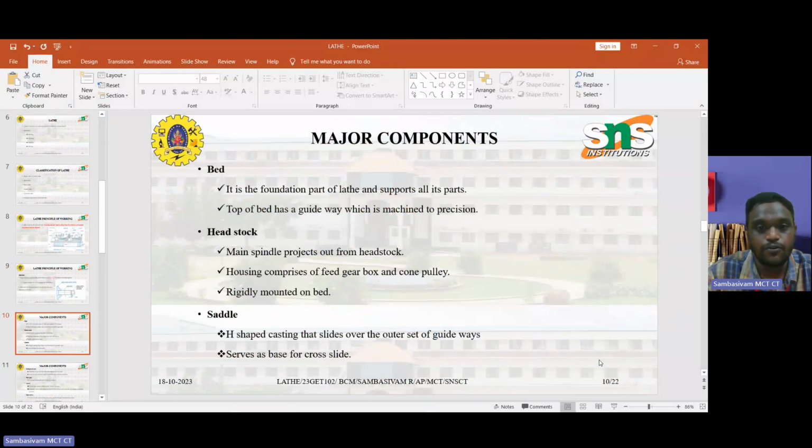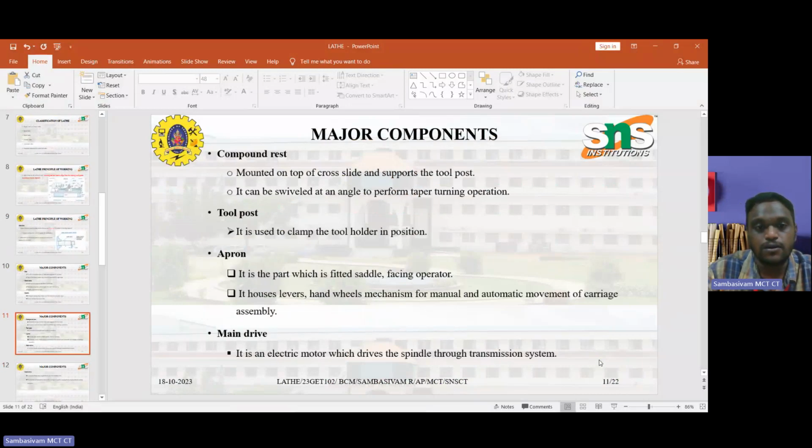saddle. The bed is the foundation of the lathe and supports all its parts. The top of the bed has guideways, which guide the machine to precision. The headstock holds the main spindle, the feed gearbox and cone pulley, and is rigidly mounted on the bed. The saddle is an H-shaped casting that slides over the guideways and serves as the base for the cross slide. The compound rest is mounted at the top of the cross slide and supports the tool post. It can be moved, and is especially used for taper turning.